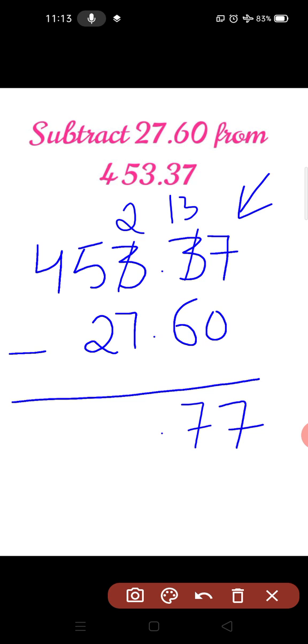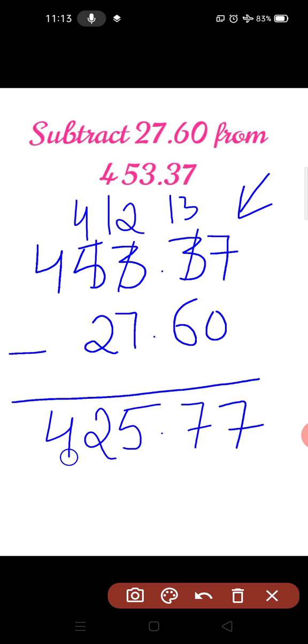Here again 2 minus 7 is not possible. Take a borrow from the next place, tens place. Here 5 becomes a 4. 2 becomes a 12. 12 minus 7 is a 5. Write here 5. Next move to the tens place. 4 minus 2 is a 2. And hundreds place we have 4. So the answer is 425.77. This is the way to subtract given decimal numbers.